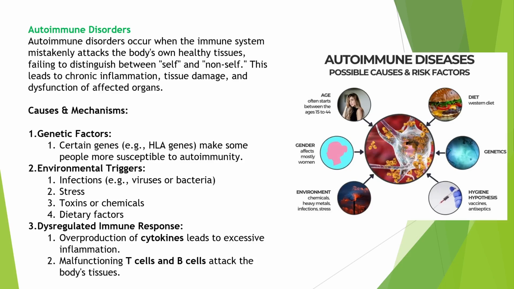So the first topic is autoimmune disorders. Autoimmune disorders can occur when the immune system mistakenly attacks the body's own healthy tissue. That is, even though the tissue has not been altered, the tissue is healthy in all ways, expressing normal markers which it is supposed to express. But still, if the immune system has identified this, and if there is any response that is activated against this, then it comes under autoimmune diseases. So here it attacks the body's own tissue, failing to distinguish between self and non-self.